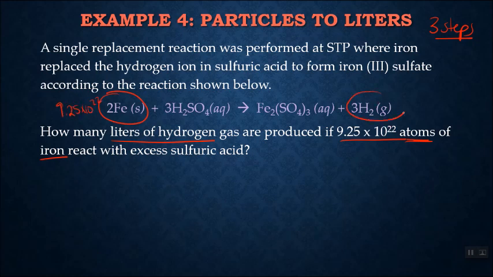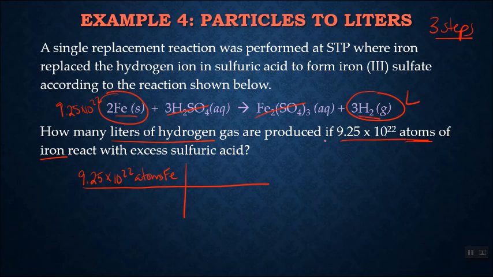And I'm looking for the liters of hydrogen gas. So these two, the sulfuric acid and the iron 3 sulfate, I don't really need to worry about. So starting over here, 9.25 times 10 to the 22nd atoms of iron. That's my given information.